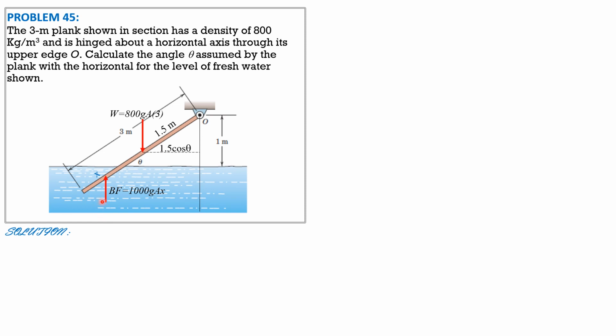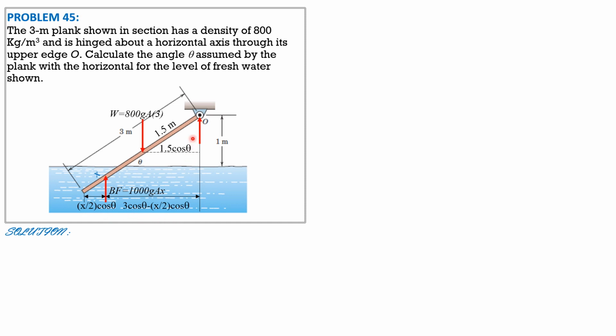And this distance is, because this is theta, x over 2 cosine theta, or 0.5 x cosine theta. Therefore, this distance is, because the entire horizontal projection of the plank is 3 cosine theta, and there is already x over 2 cosine theta here. So therefore, this is 3 cosine theta minus x over 2 cosine theta.